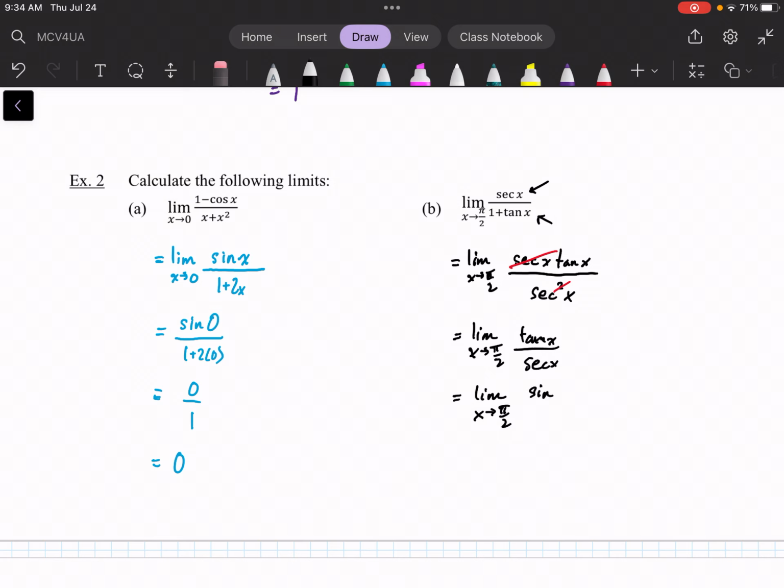is just sine x over cos x. And we're dividing by secant x, so that means we're dividing by 1 over cosine x, which is multiplying by cosine x. So now I can cancel these two values out, cosine x and cosine x. And now I can substitute this pi over 2 in. And sine of pi over 2 just turns out to be 1.